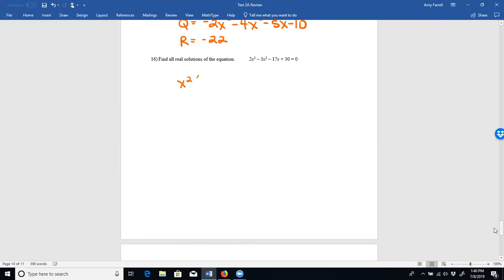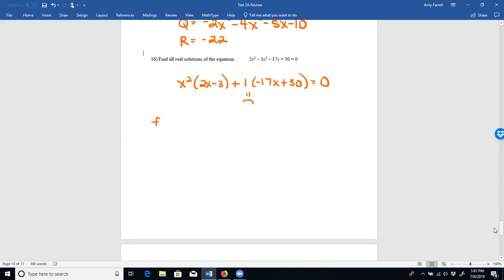If I tried to factor by grouping, I could pull out an x squared from terms 1 and 2, and I would be left with 2x minus 3. From terms 3 and 4, there's no GCF other than 1. So I could pull out a 1, and I'm left with -17x plus 30 equals 0. So the point of this is you cannot solve this by factoring by grouping. So we use our rational zeros theorem.